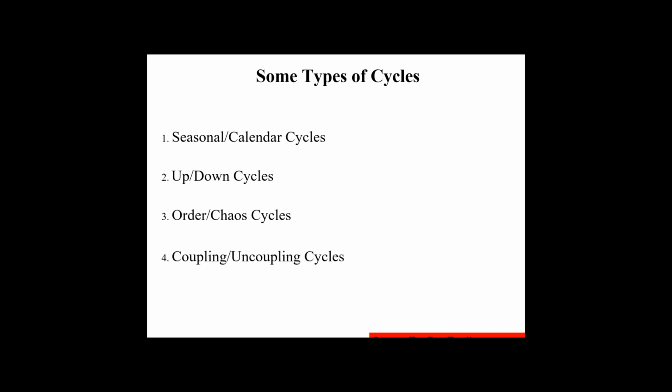And then you get your coupling, uncoupling cycles. This is very well known when various sectors, markets, indices correlate and when they get uncorrelated. These provide some of the best opportunities if you can get into that time when they start correlating again early, or when they get uncorrelated early.